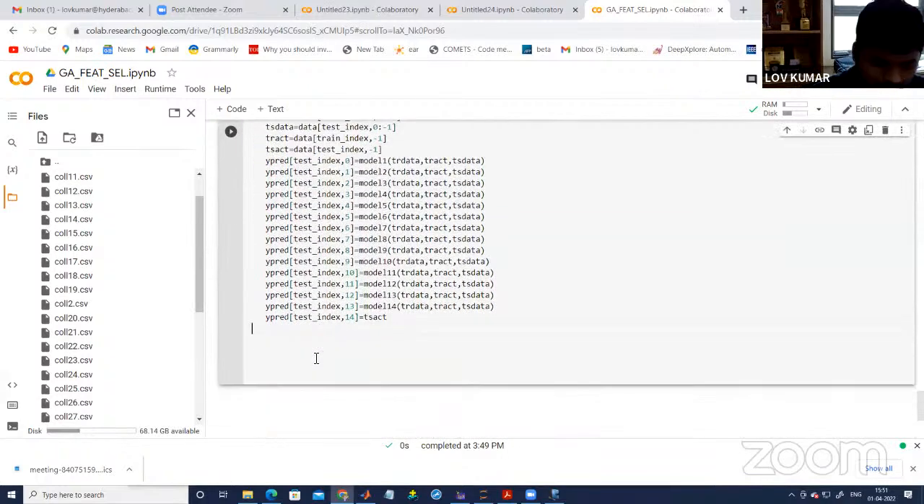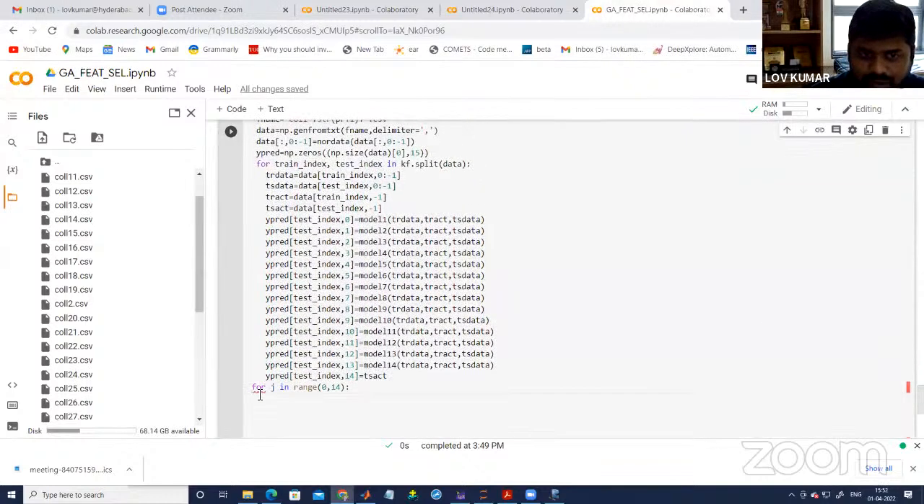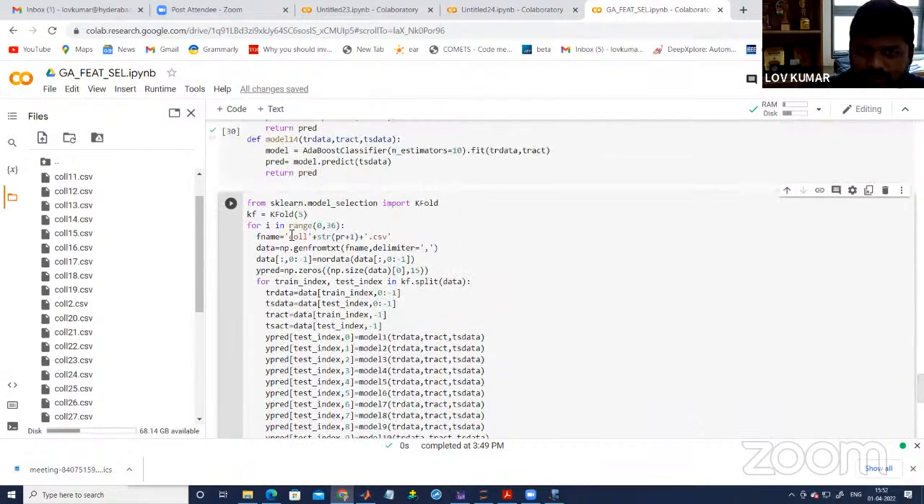After that, we are going for the for j in range of, we are working for the 15 projects. So j in range of 0 to 14, because the 14th one we are storing the actual data. So for j in range of 0 to 14, we have to write here. For j in range of 0 to 14, we are going to calculate the accuracy value.